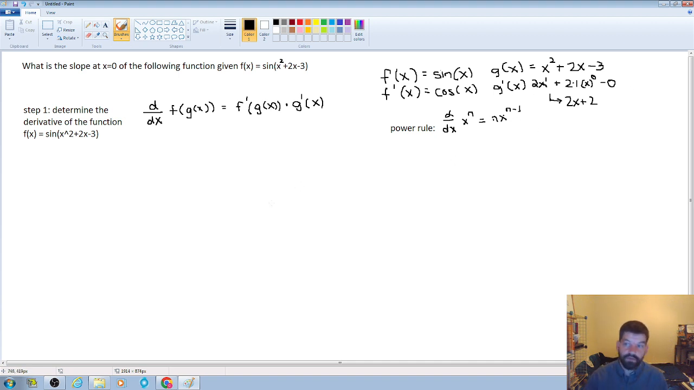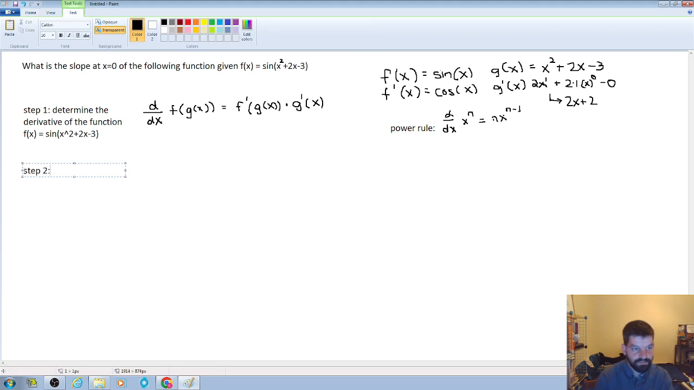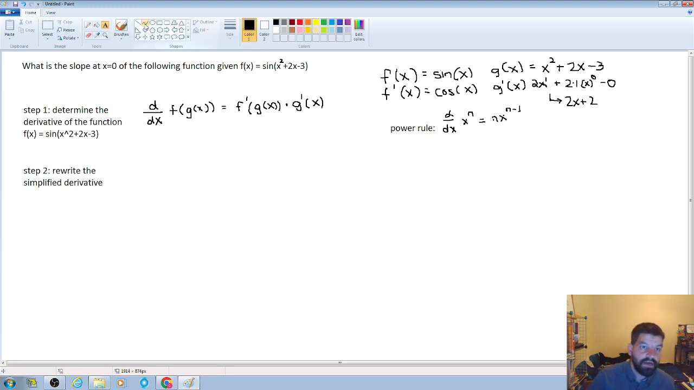So now that we've determined all of the parts of our function as well as its associated derivatives, it's much easier to define the derivative. So we can go ahead and even make that a step if you wanted to. So you can say step 2, rewrite the simplified derivative. Okay. So again, now you have your model, and now you have, again, the chant if you wanted to.